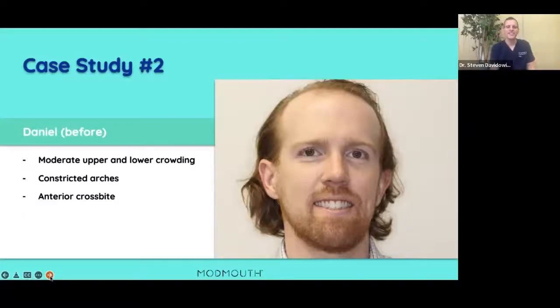This is Daniel. Daniel was a patient for like a year and a half before we started him on ModMouth. And it was the hygienist, really. It goes back to one of the original slides. He had gingivitis and recession occurring on the lower anteriors.